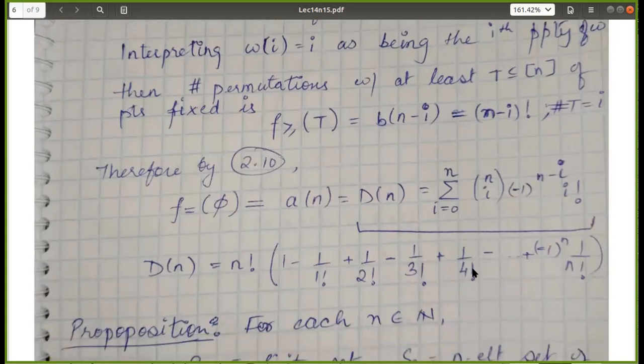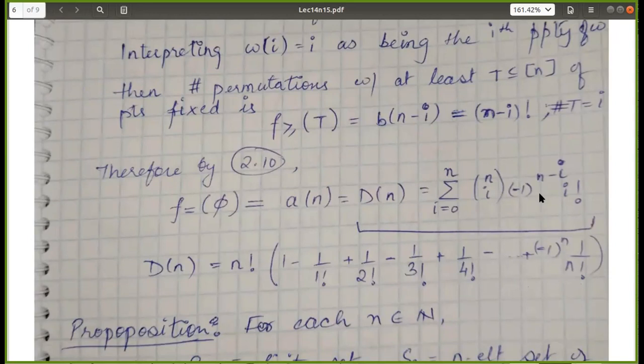This is the most common form in which you see it, right? So you see how easily we found the number of derangements using this principle here.